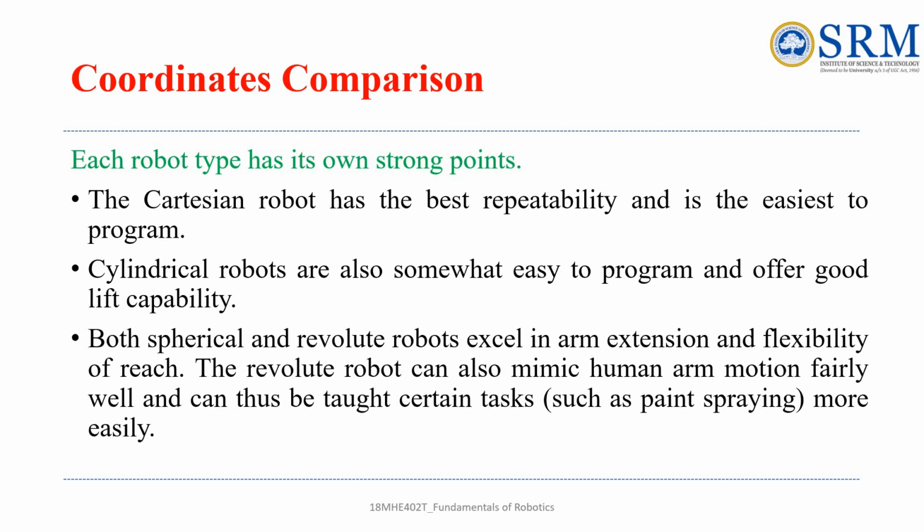And finally, we'll see the coordinate comparison. So each type of robot has its unique advantages. Certain robots are known for their exceptional repeatability and ease of programming. Cylindrical robots are also relatively easy to program and have good lifting capacity. Okay, on the other hand, spherical and revolute robots are particularly great at reaching out and being flexible in their movements. Okay, revolute robots can even mimic human arm motions, making them suitable for tasks like paint spraying, which require a more human-like approach to teaching. Okay, these are the coordinate comparisons.